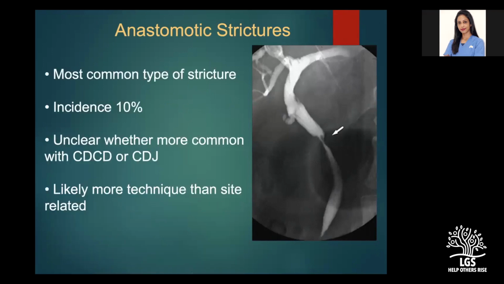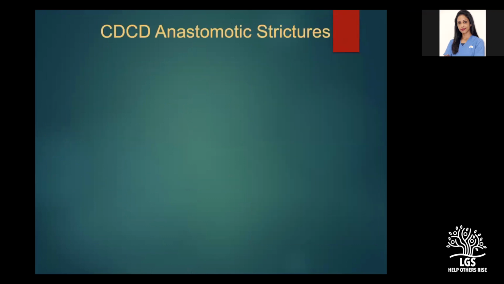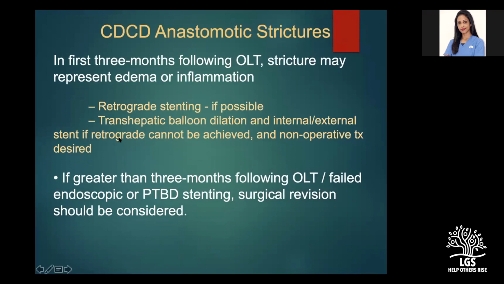So here, this is an anastomotic stricture, and this is the most common type of stricture with an incidence of 10%. And it's likely more technique than site related. And with duct-to-duct anastomotic strictures, usually, as I said, endoscopists can just go in and sort it out. And if they cannot, we do the percutaneous balloon dilatation, and then we put in our internal external drain.